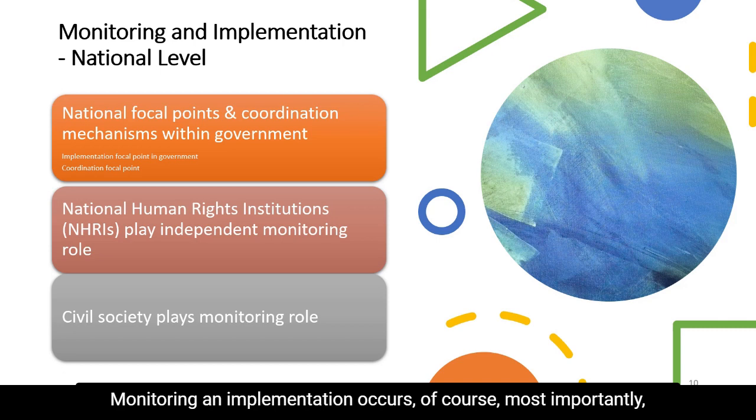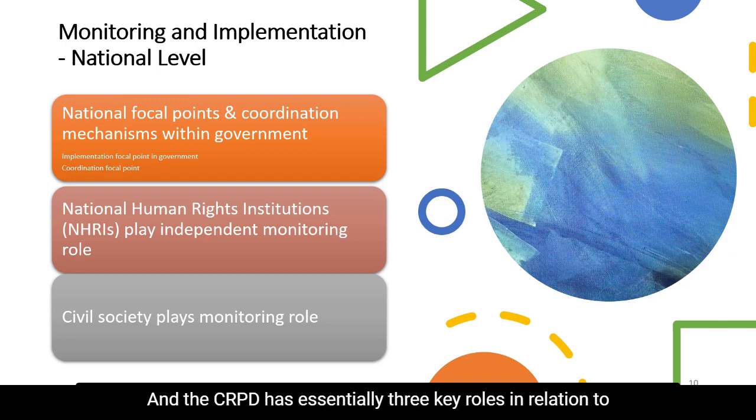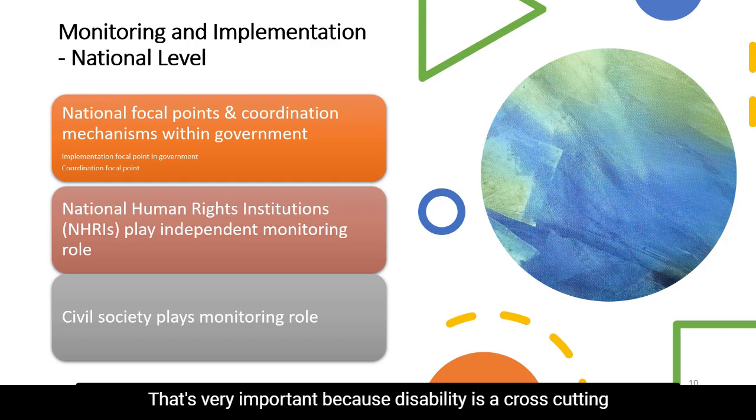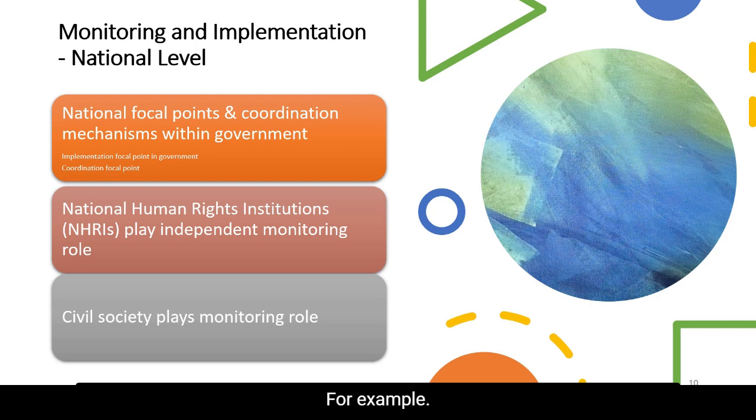Monitoring and implementation occurs, of course, most importantly, at the national level. And the CRPD has essentially three key roles in relation to monitoring and implementation obligations at the national level under Article 33 of the CRPD. First, governments that have ratified the treaty are to designate or establish a national focal point, a focal point that oversees implementation of the treaty obligations. And states are encouraged to establish a coordination mechanism within government. That's very important because disability is a cross-cutting issue. So, in the context of international development, you might imagine that a Ministry of Planning and Development might be a very important body to sit on a coordination committee, for example.